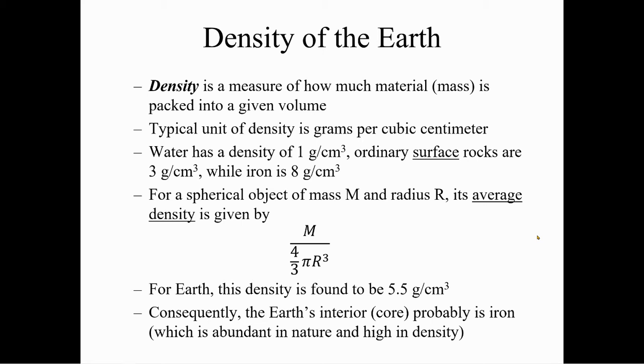For a spherical object of mass and radius, the average density is given by this equation: the mass divided by 4/3 of pi times the radius cubed. For Earth, this density is found to be 5.5 grams per cubic centimeter. So the average density is 5.5 grams per cubic centimeter. Consequently, the Earth's interior core is probably iron, which is abundant in nature and high in density.